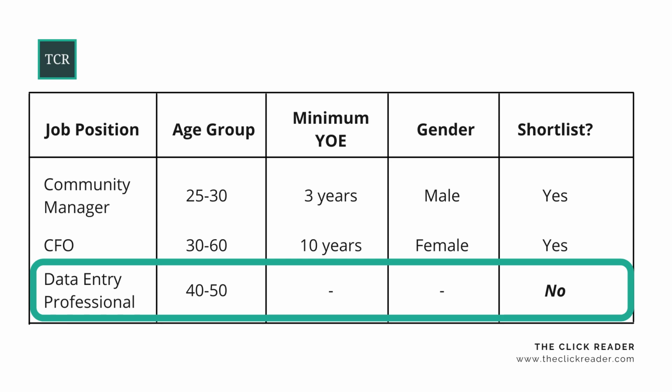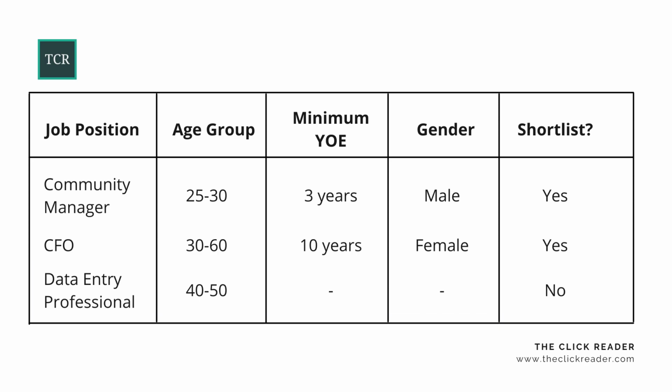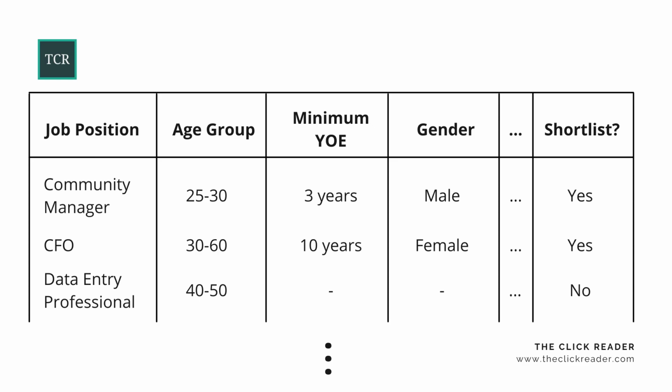On the other hand, if a candidate applies for the position of a data entry professional but falls in the age group of 40 to 50, then that candidate should not be shortlisted in spite of the years of experience or gender. This is probably because the job is for an entry-level professional. By the way, although there are only 4 criteria and 3 different rules here, in reality, you can have multiple criteria as well as multiple rules.